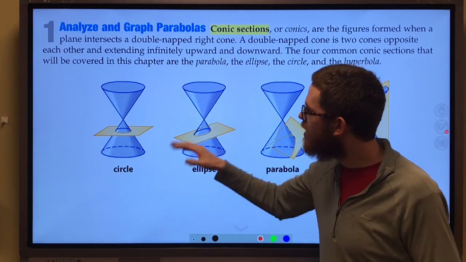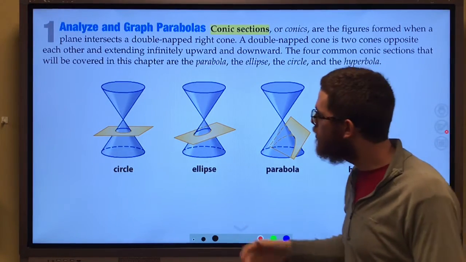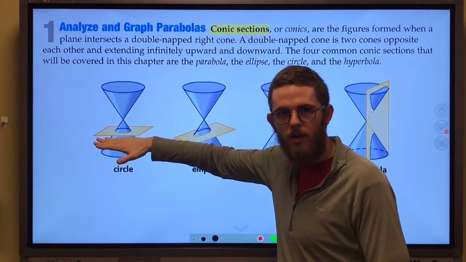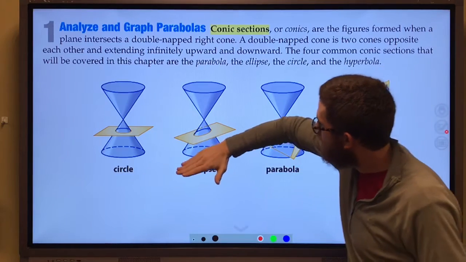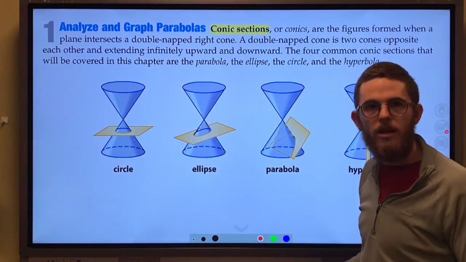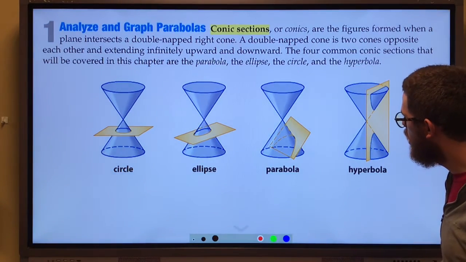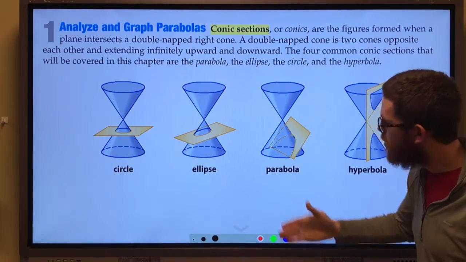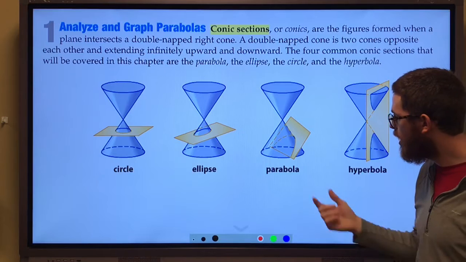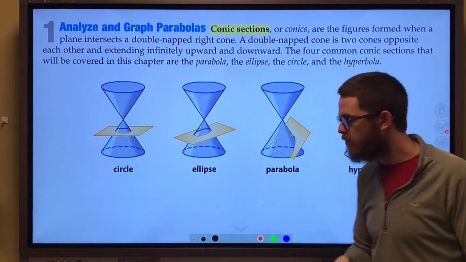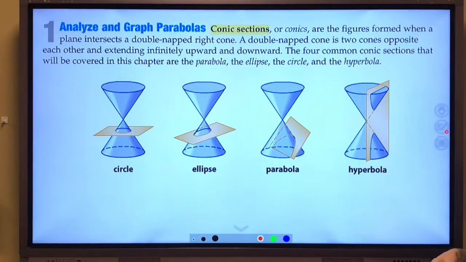Well, if we take that double-napped cone and we cut it with a plane, we could form a circle, if we let the plane be perpendicular to our cone. If we had it at a diagonal, we could form an ellipse, which is kind of like an oval. Notice how it's not a perfect circle, it'd be more oval-like. We could have our plane intersect the bottom of our cone, or maybe the top, to create different parabolas. And we could intersect both like this to form what we call a hyperbola.